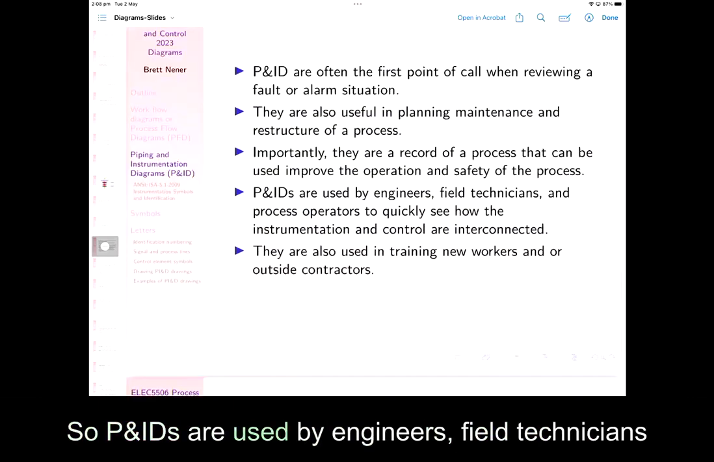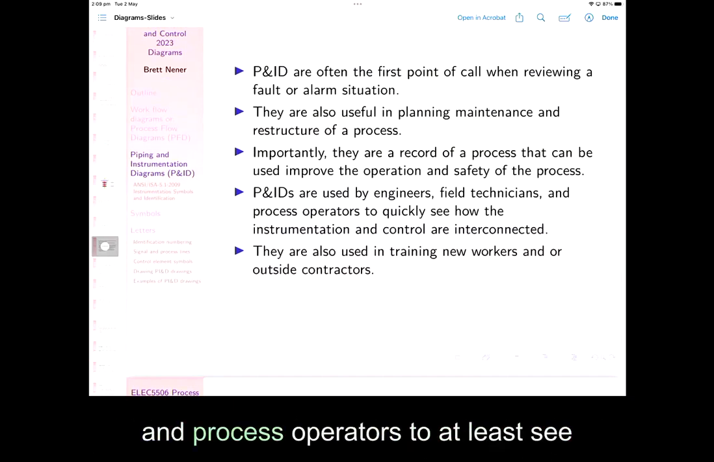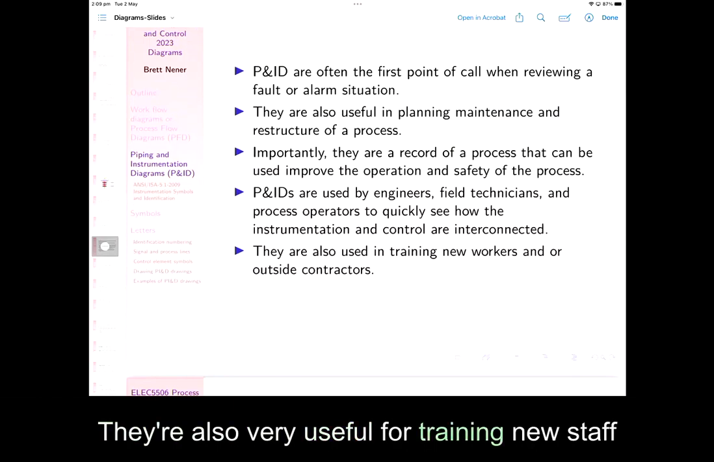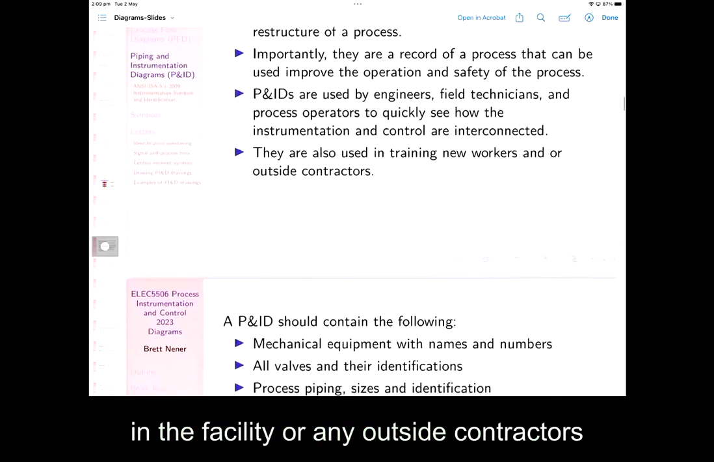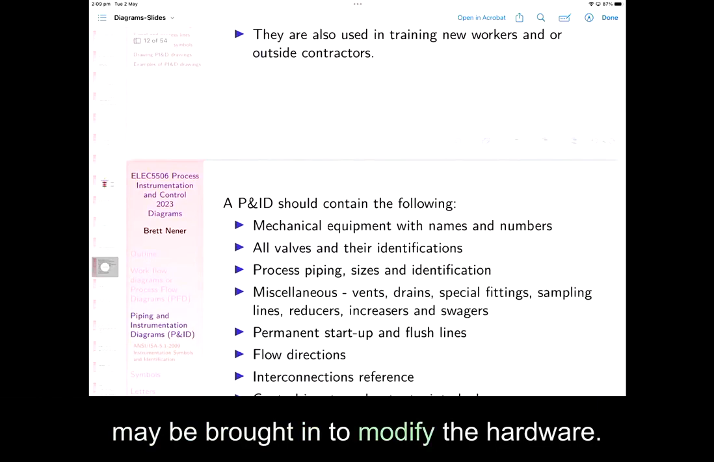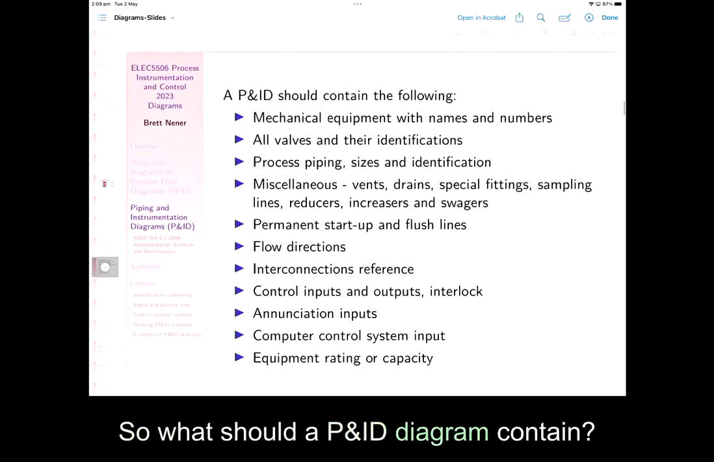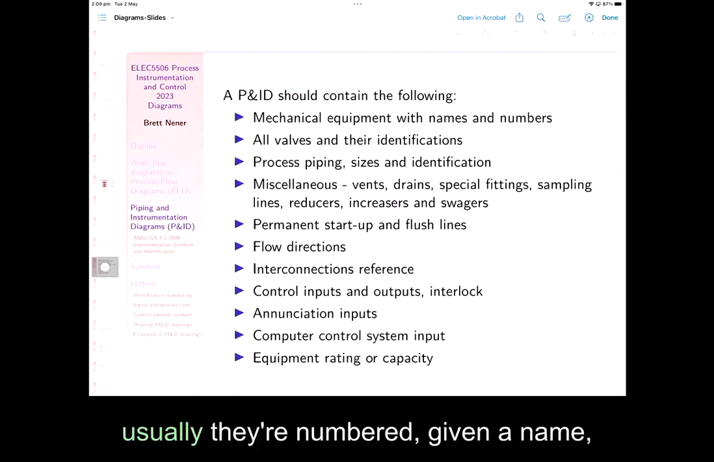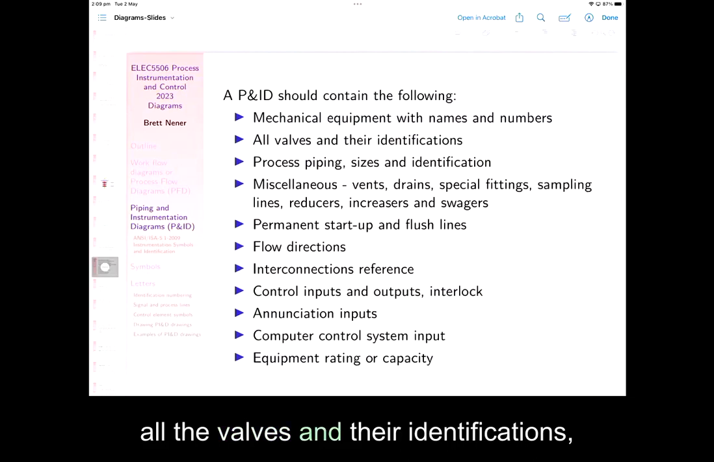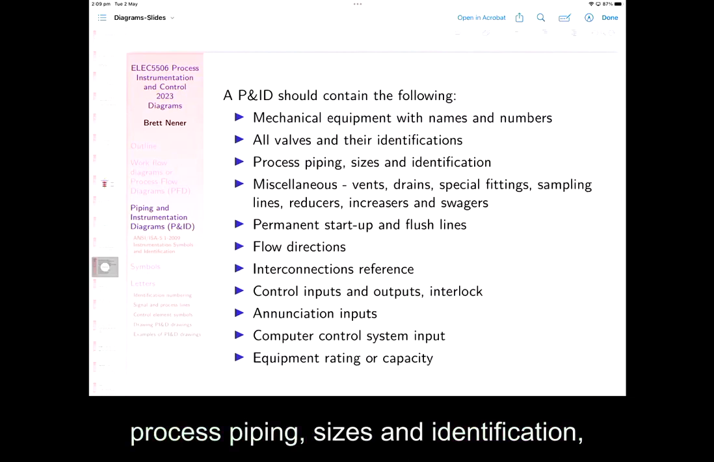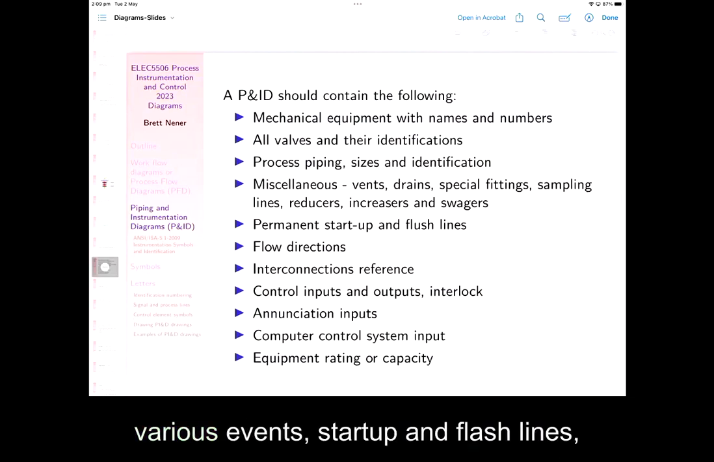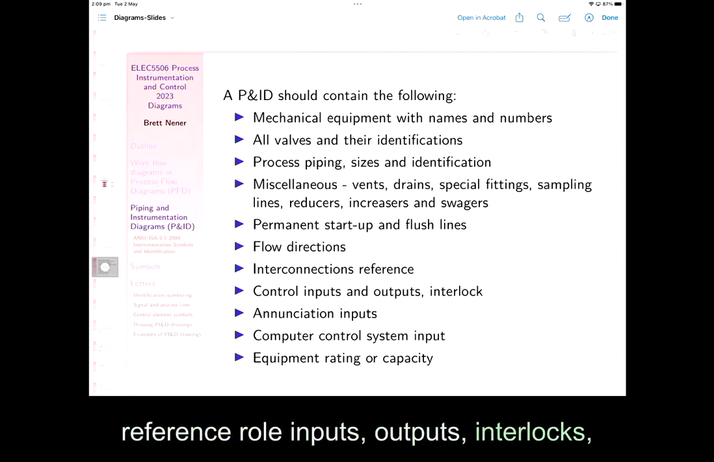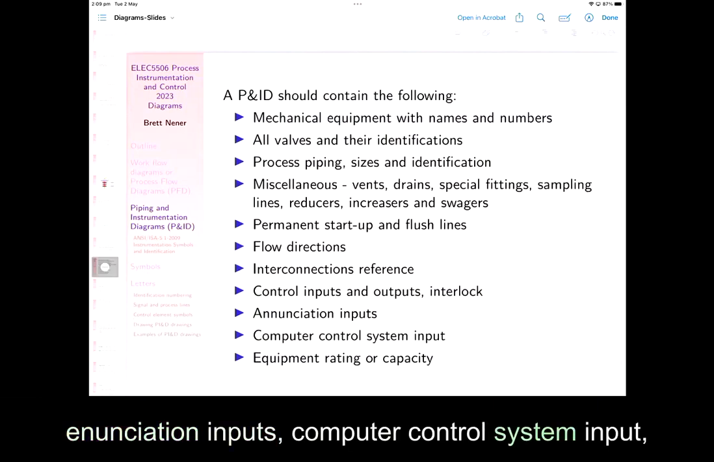P&IDs are used by engineers, field technicians, and process operators to clearly see how instrumentation and control are interconnected. They're also very useful for training new staff in the facility or any outside contractors that may be brought in to modify the hardware. So what should a P&ID contain? Information about mechanical equipment, usually numbered and given a name, all the valves and their identifications, process piping sizes and identification, various vents, startup and flush lines, flow directions, interconnections, reference control inputs, outputs, interlocks, enunciation inputs, computer control system input, and so on.